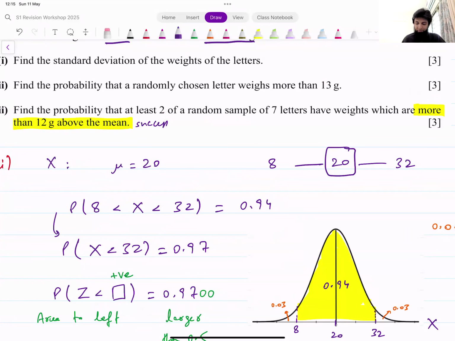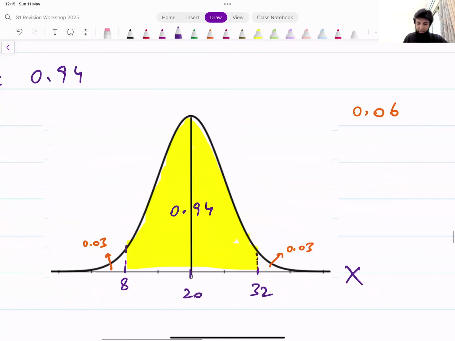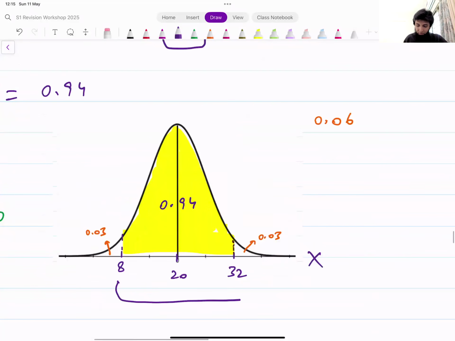Now, how would you do that? Look at this curve. Between 8 and 32, the area is 0.94. Now, remember the curve is symmetric. And both of these numbers are equal distance from the mean on both sides. If the area in the middle is 0.94, what's the area that's left? 0.06, 1 minus 0.94. That's the remaining area. That remaining area is divided equally on both sides. 0.03 on the left side, 0.03 on the right side.